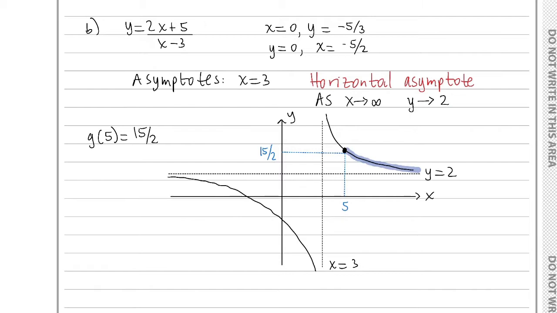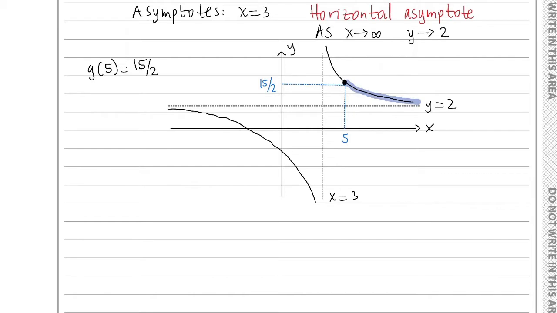We see that it attains a maximum of 15/2, and it progressively decreases with a minimum of 2, which is not attainable. It's the asymptote. So this simply means that the range is 2 less than g of x less than or equal to 15/2. It attains all values between 2 and 15/2, 2 not included, but 15/2 being attainable.